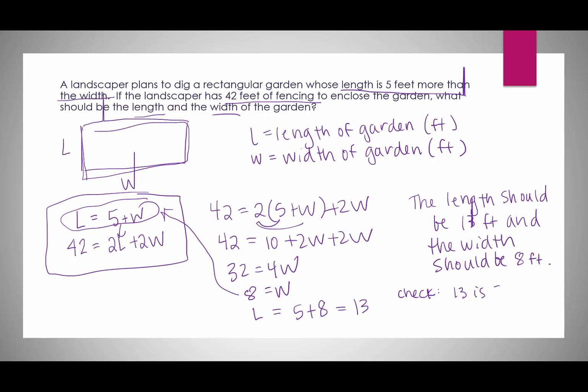13 is 5 more than 8. So sure, that's true as I read through this. The length has to be 5 feet more than the width. That's true. And would this give me a perimeter of 42? Well, let's see. 2 times the length plus 2 times the width is 26 plus 16, which is 42. Yeah, that looks like it checks. The length should be 13 feet and the width should be 8 feet.